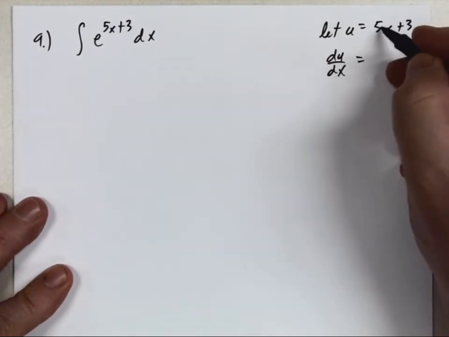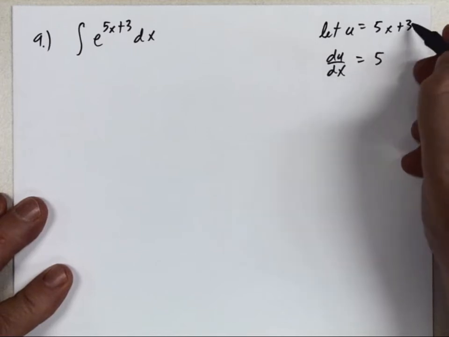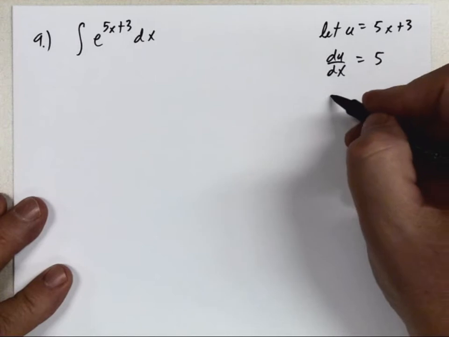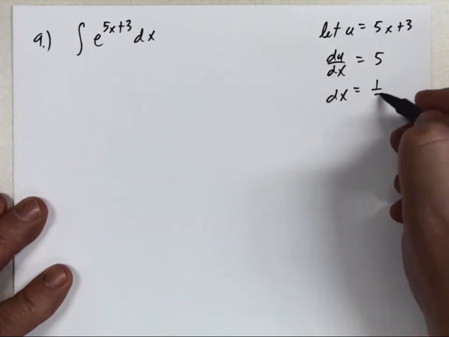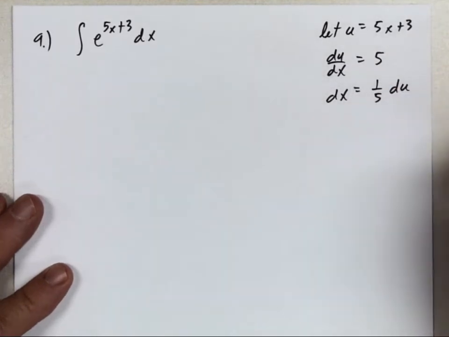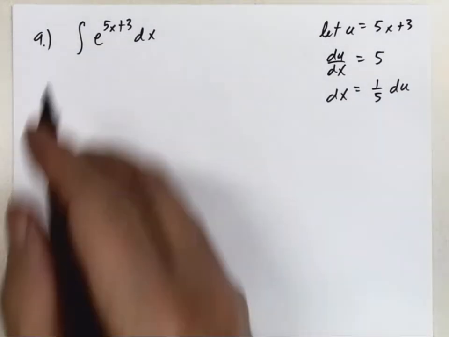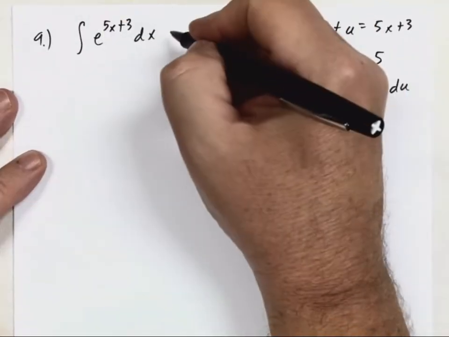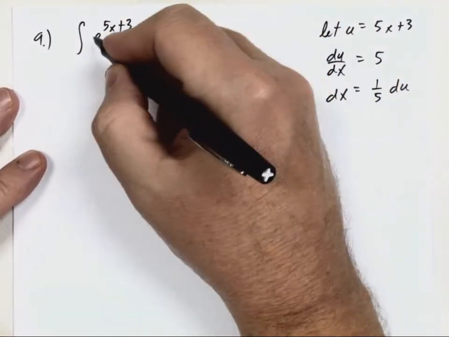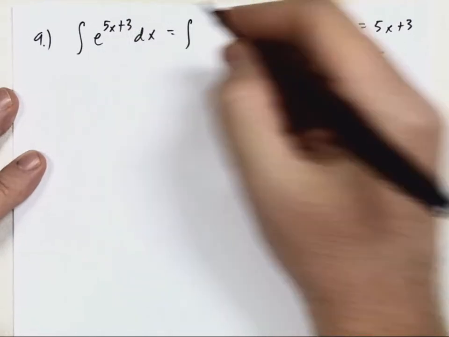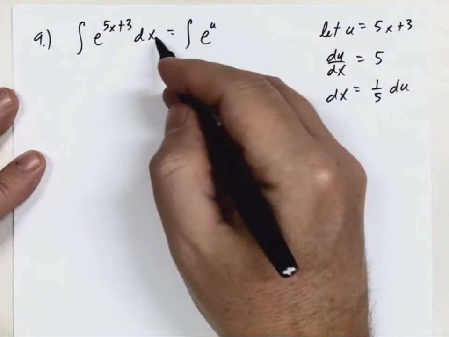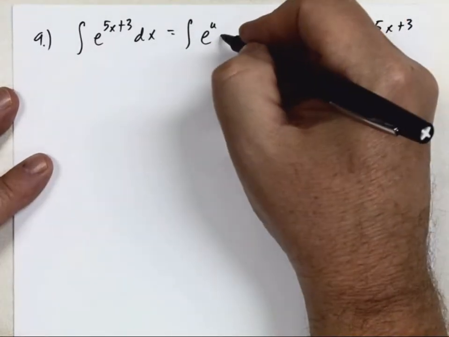So anytime you define your u right away, you go ahead and take the u dx, derivative of this, derivative of 5x is 5, derivative of 3 is 0. Now solve this thing for dx. Once you get dx by itself, you get 1/5 du. Once you've done that, now you go back to your integral and try and see if you can replace the x's with u's. E to the 5x plus 3, 5x plus 3 we're calling u. So e to the u dx is 1/5 du.